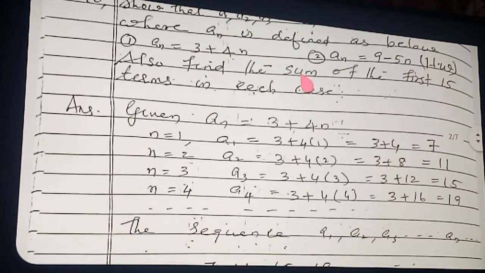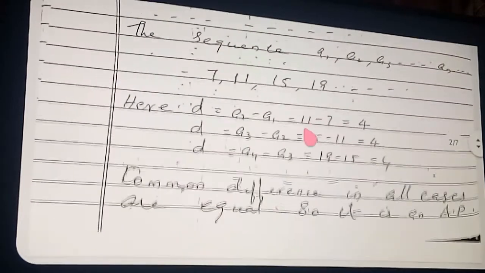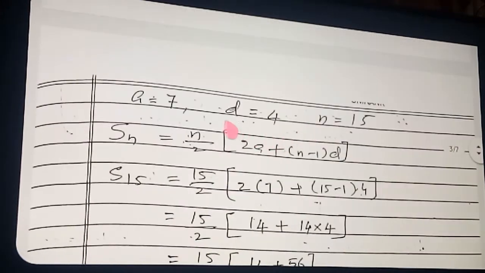So what is the next question given? Also find the sum of first 15 terms. So what do you want to find out? The sum of 15 terms. For finding the sum of 15 terms, you need a, which we already wrote as 7. D, how much? 4. And what is n? 15. So apply the formula: Sn is equal to n by 2 into 2a plus n minus 1 into D. In this chapter, you should totally know which formula we want to apply. Knowing that perfectly, you can do the sum well.